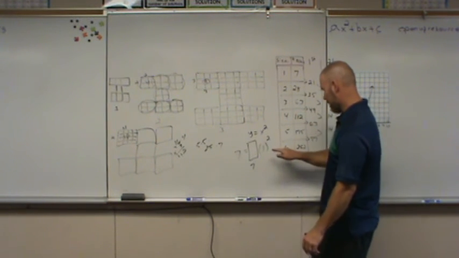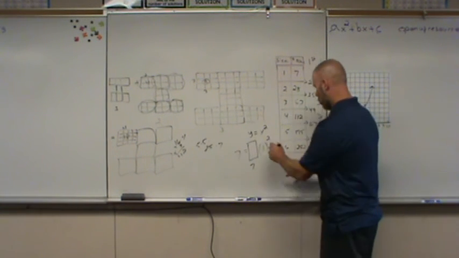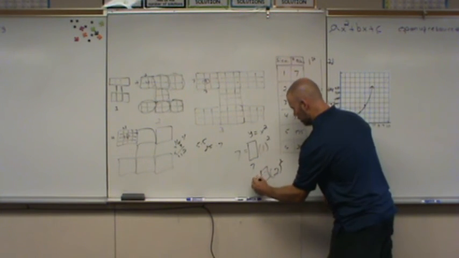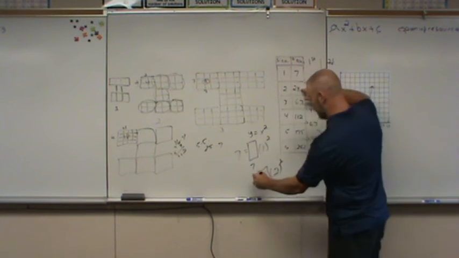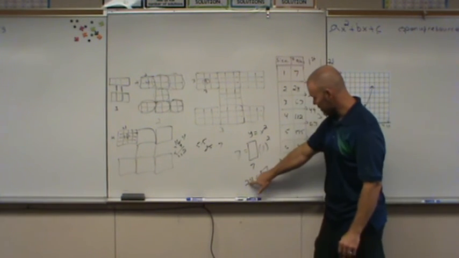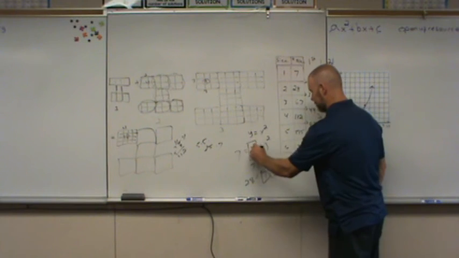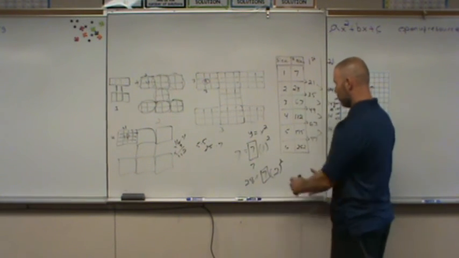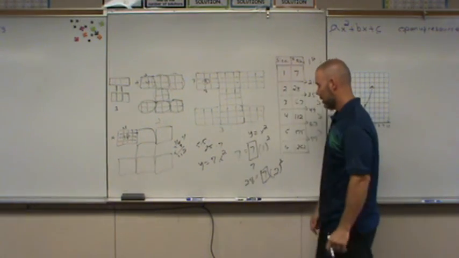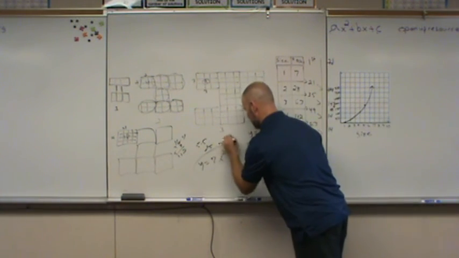But my input changes. When I put a 2 in here, what goes in the box so that my output is 28? Well, 2 squared is 4. 4 times what is 28? Gee, 4 times 7. So look at my explicit equation. y equals 7x squared.